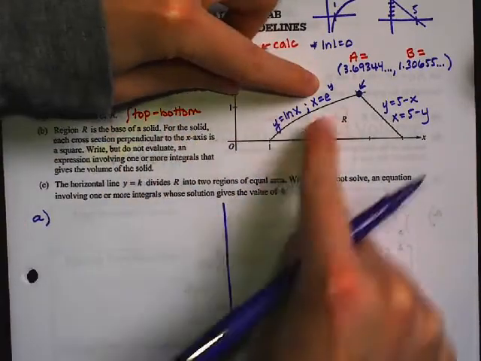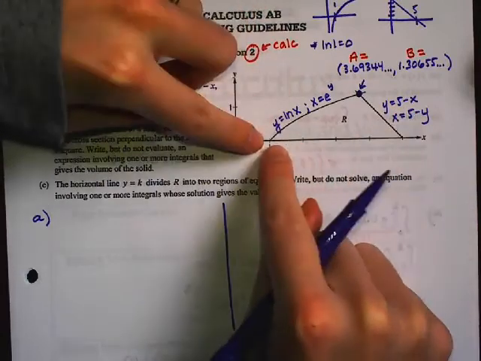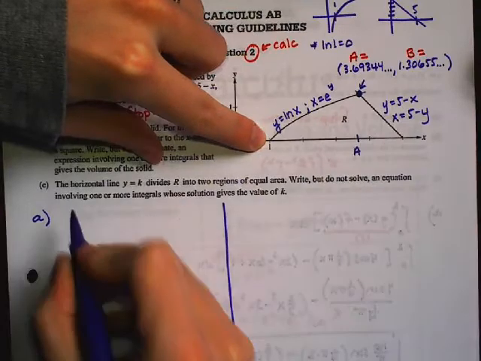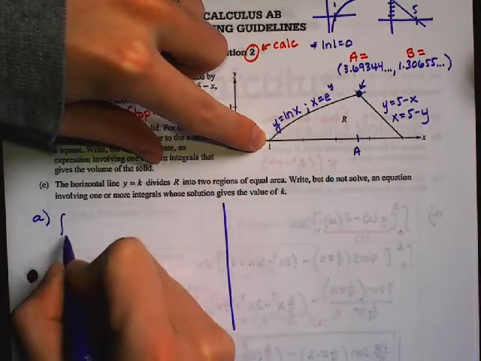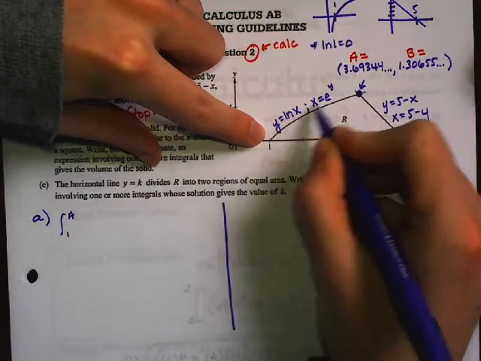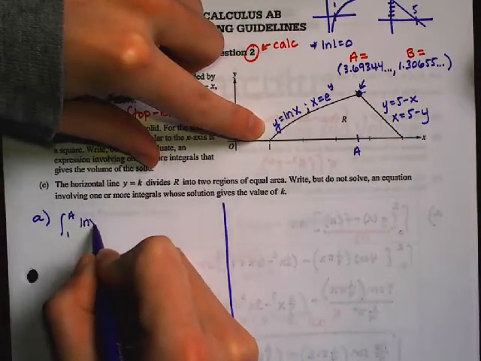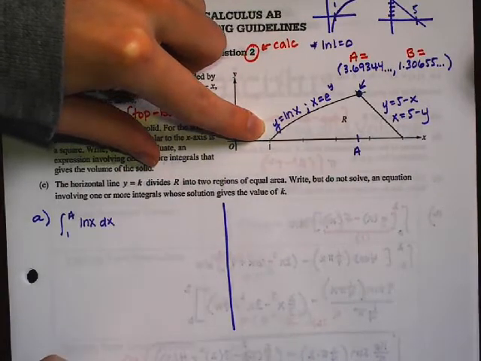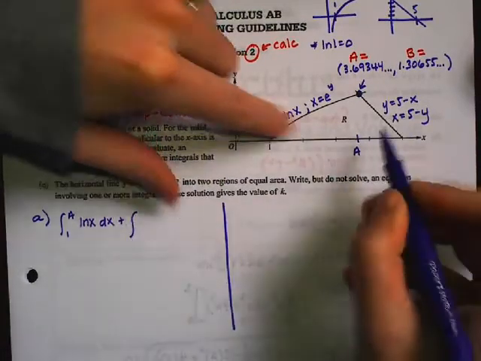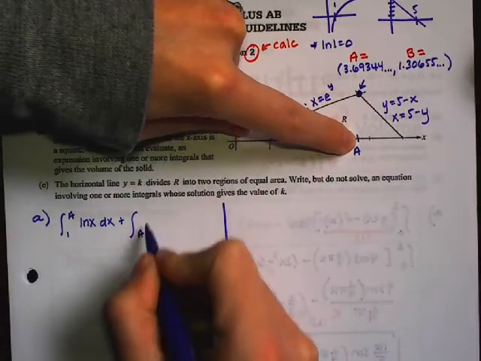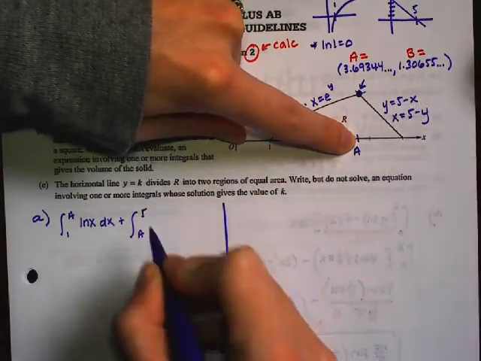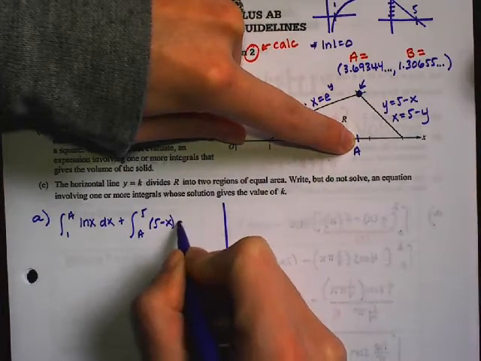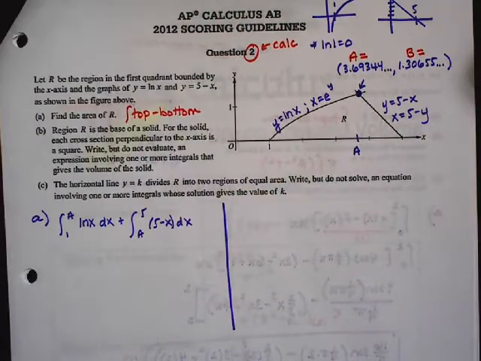I'm going to start with top minus bottom with respect to x. So as I go from 1 until this intersection point A, if I integrate from 1 to A, I'll have top, which is ln of x, minus bottom, which is 0. I have to write that dx. Plus, I also need to find the area from A until 5 of top minus bottom. Well, top is 5 minus x. Bottom is 0, I don't have to write that, dx. Okay, so there's my integral expression.